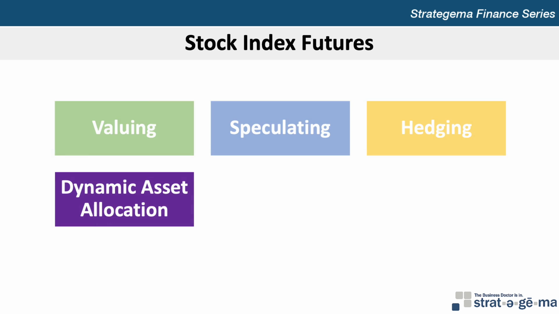Institutional investors are increasingly using dynamic asset allocation, in which they switch between risky and low-risk investment positions over time in response to changing expectations.